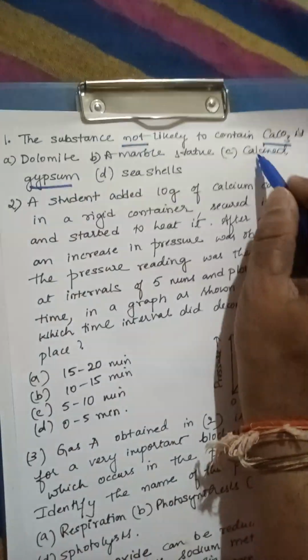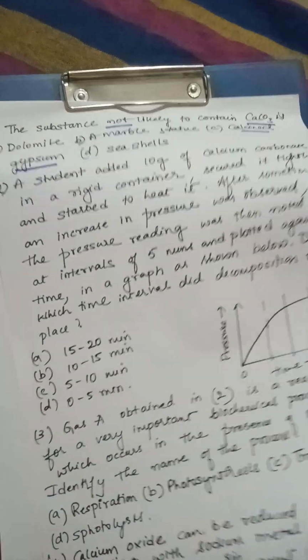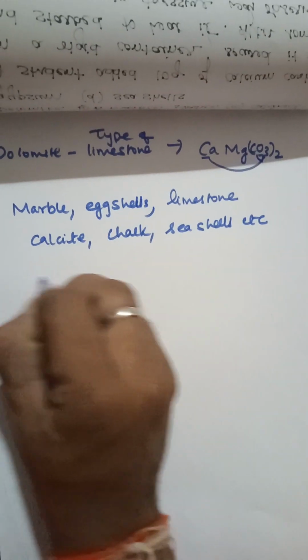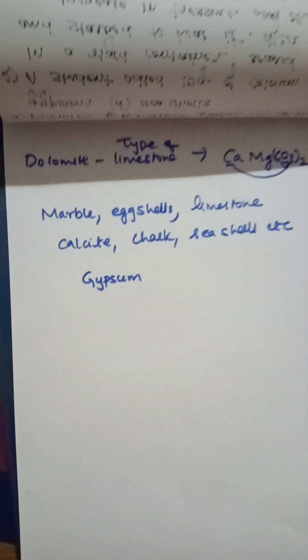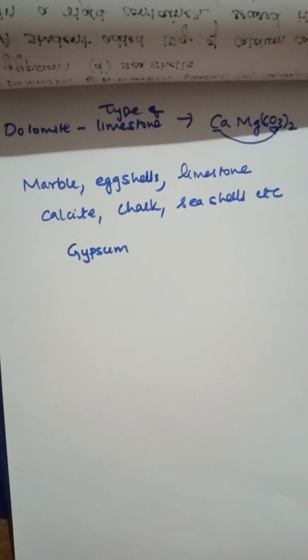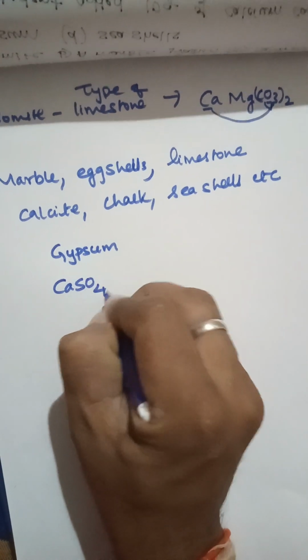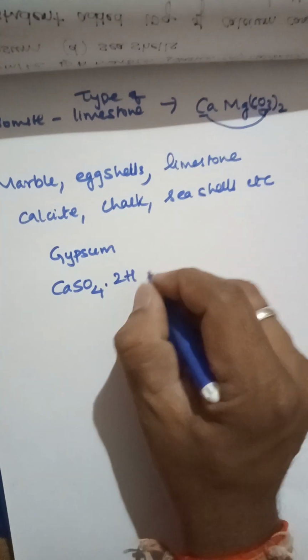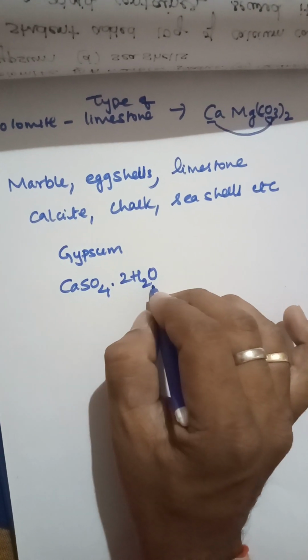Calcined gypsum. You will learn more about this substance called gypsum in the next chapter under the heading water of crystallization. Anyways, gypsum is CaSO4.2H2O. It is calcium sulfate dihydrate.